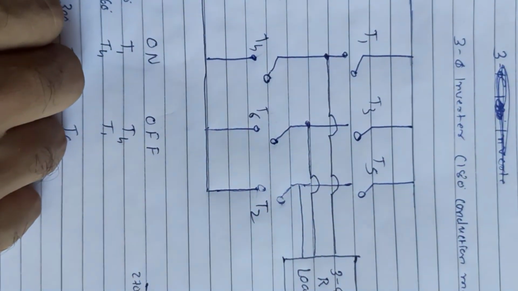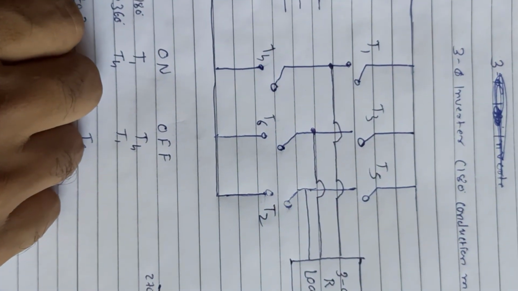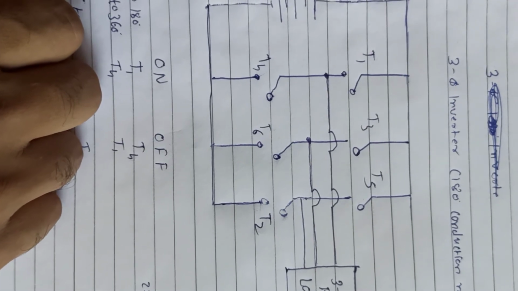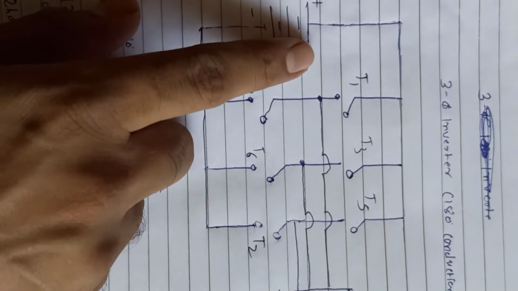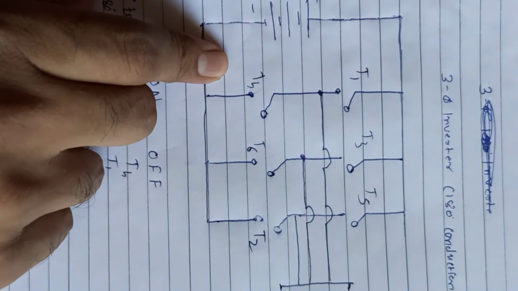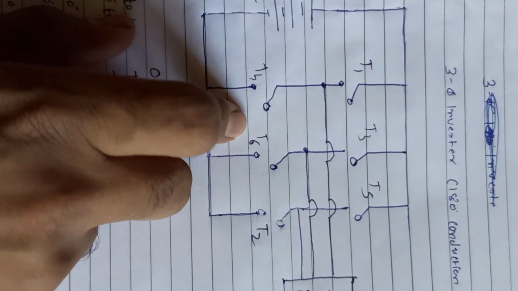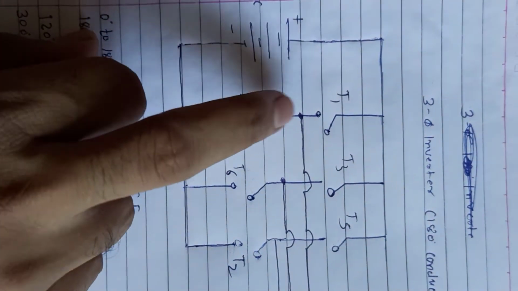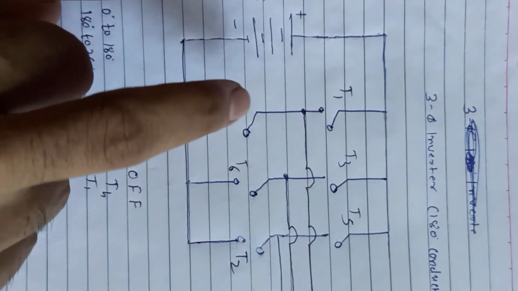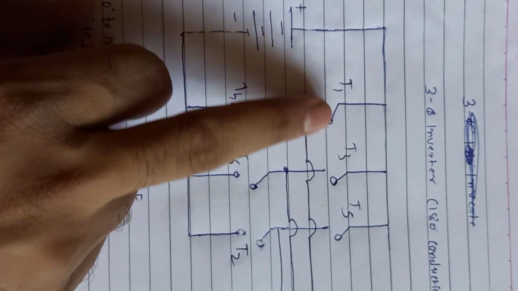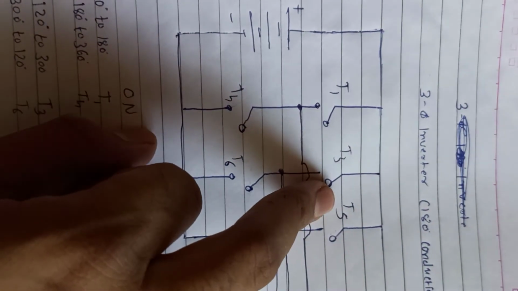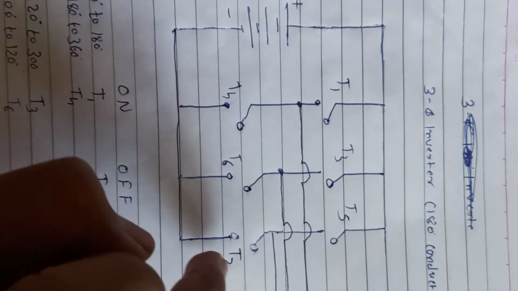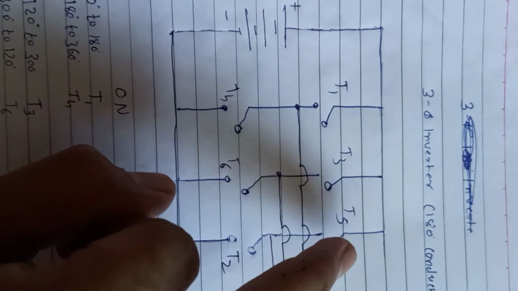And another interesting thing is that at every 60 degrees, one switch turns on and one switch turns off. Another interesting thing is T1 and T4 are complementary switches, T3 and T6 are complementary switches, and T5 and T2 are complementary switches. See, whenever T1 is on, T4 is off. Whenever T4 is on, T1 is off. Similarly in the second leg, whenever T3 is on, T6 is off, and when T6 is on, T3 is off. Whenever T5 is on, T2 is off, and whenever T2 is off, T5 is on.